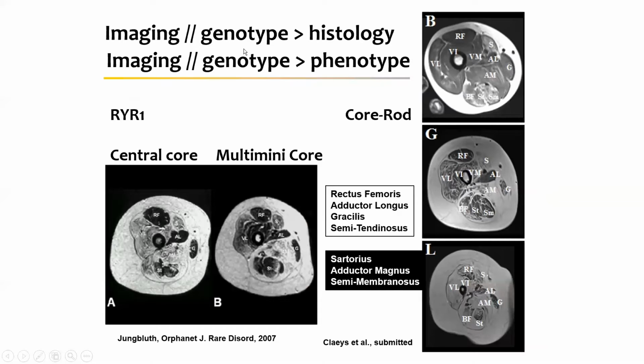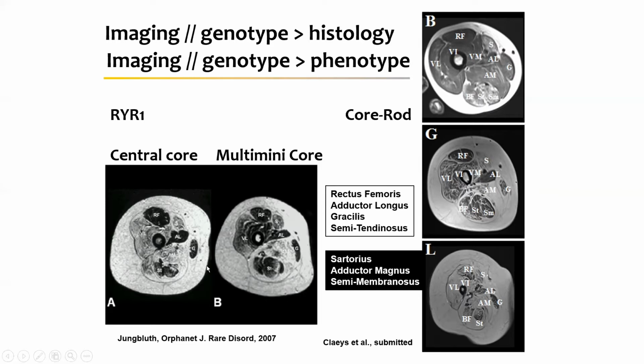Even more, the degree of similarity between imaging and the genotype is superior to the correlation between the genotype and the histology. Very well illustrated here with another disease, with the ryanodine receptor mutation, where you also have rather specific patterns that I will describe in a second, but for histological findings that can be relatively different.